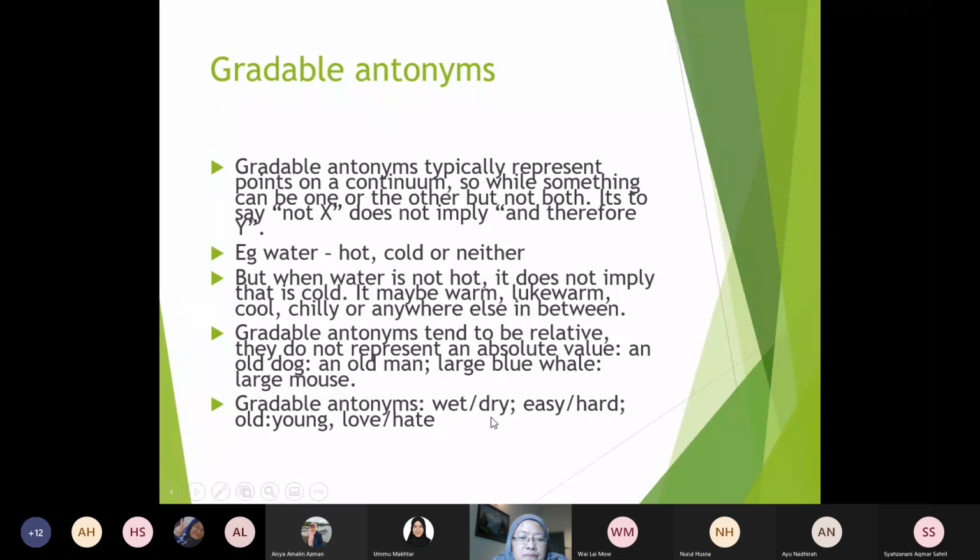Or other gradables like wet and dry, easy and hard, old and young, love and hate. Love and hate, like you have love-hate relationship. So it doesn't mean that you either love or you hate, but there's also in between love-hate. Love-hate means at times you love, but at times you quarrel, you hate.